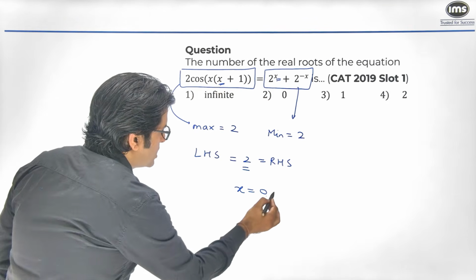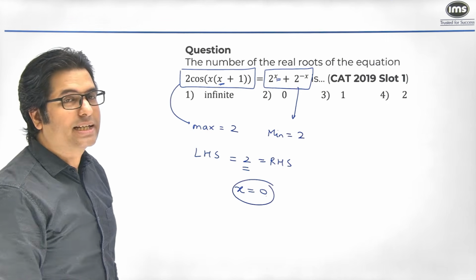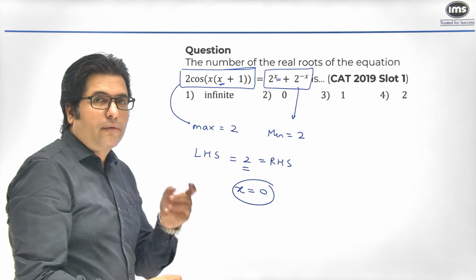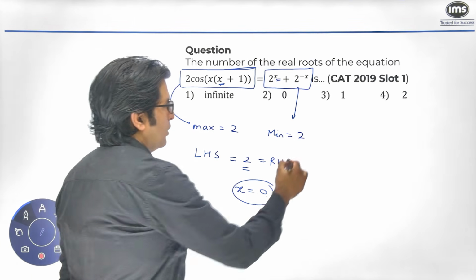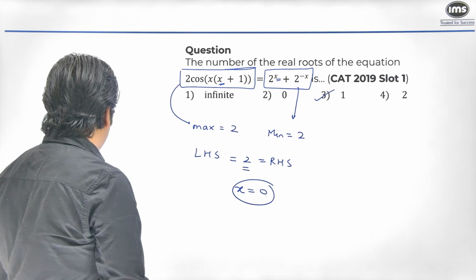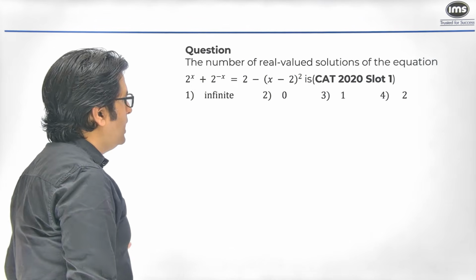So the only possible solution for this is at x equal to 0, and that is what they are asking, number of real roots. So the number of real roots is just 1, the value being 0. Correct answer for this question is option 3. Let's look at a similar question now, which has a trap.